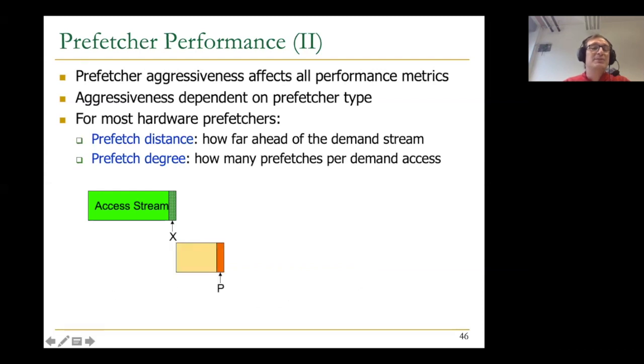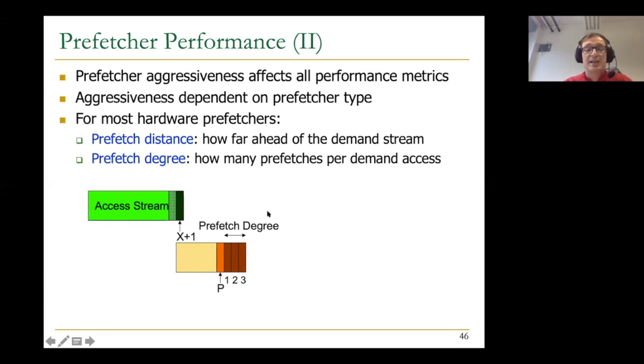Okay, so let's look at prefetch degree. Prefetch degree is, whenever you get a new demand access, how many prefetches do you issue? In this case, prefetch degree is 3 because you're issuing 3 prefetches in the prefetch access stream whenever you get a demand access in the demand access stream. Okay, so hopefully that's clear.